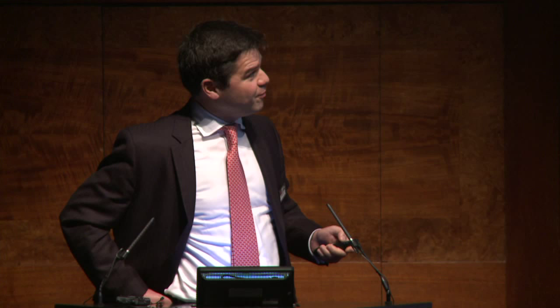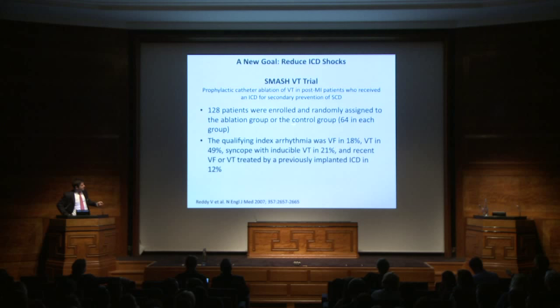So it took 128 patients, enrolled, randomly assigned them to ablation versus no ablation. And people who'd had VT or VF, or syncope with inducible VT, but no ICD shocks. Your patients had an ICD, but no shocks yet. And you took them to the lab, induced VT, and ablated it to reduce ICD shocks in the future.